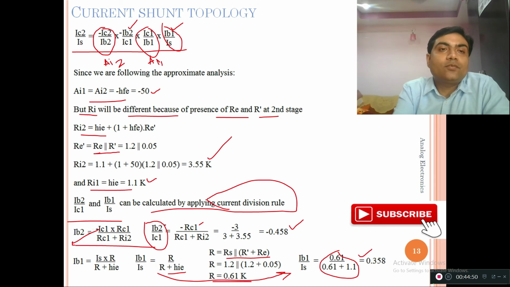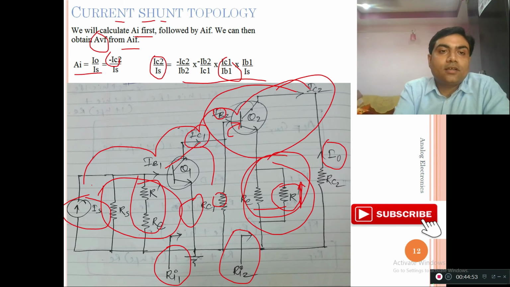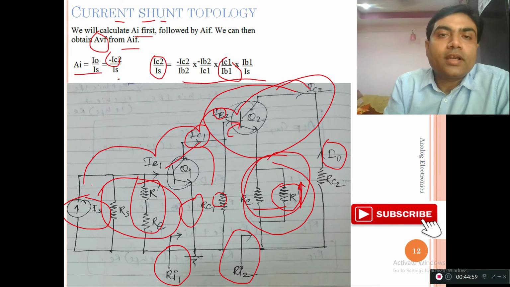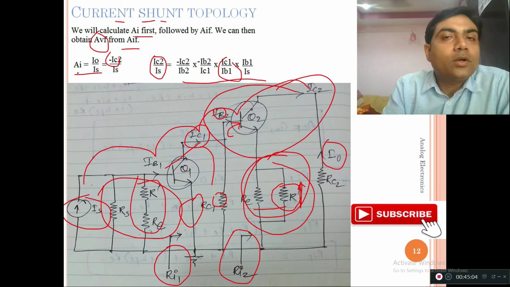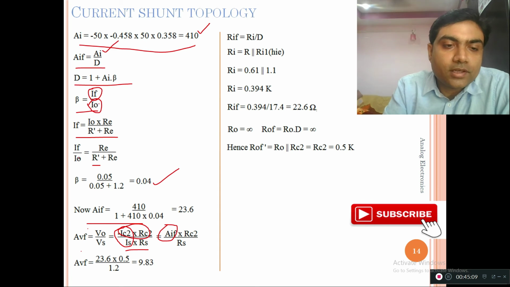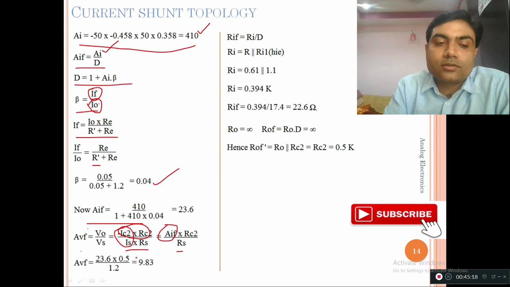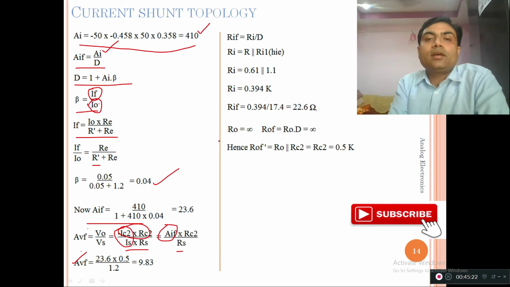You might get confused that we have written the AI as IC2 upon IS, and now we are calling it as AIF. So do not get confused, because here we are talking about the open loop gain when we wrote IC2 upon IS, and since we are interested to calculate AVF, I have to take this value as AIF also. So AIF multiplied by RC2 upon RS. By the knowledge of these values, we can calculate the value of AVF.